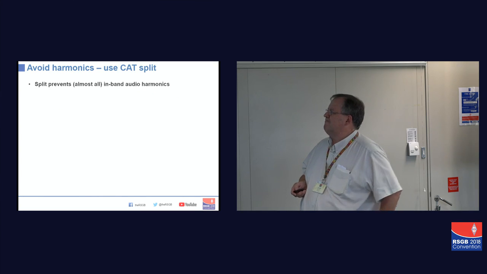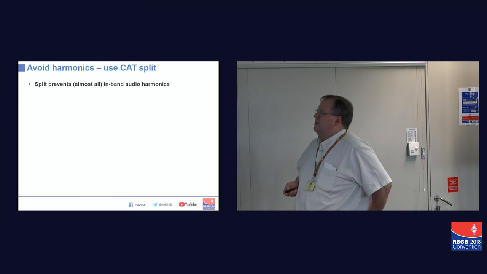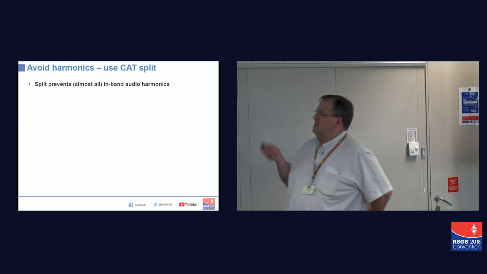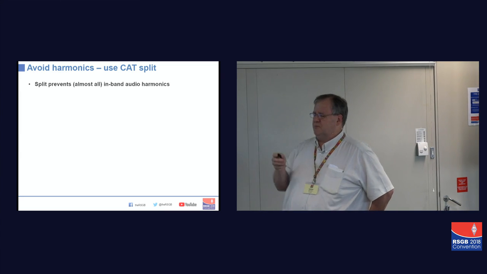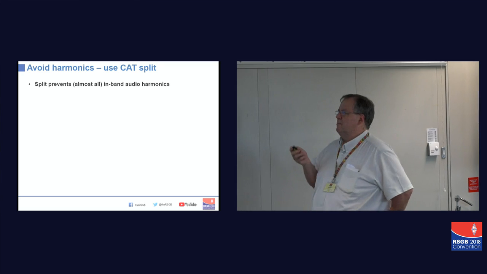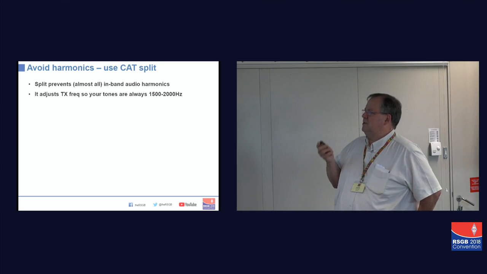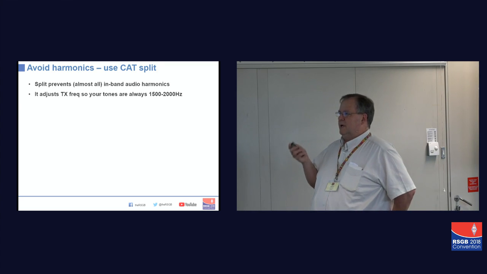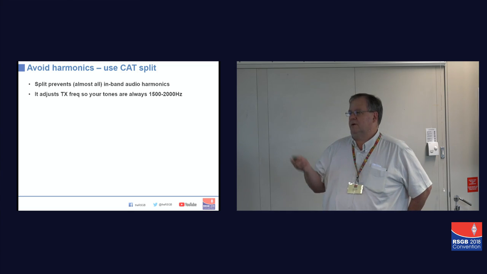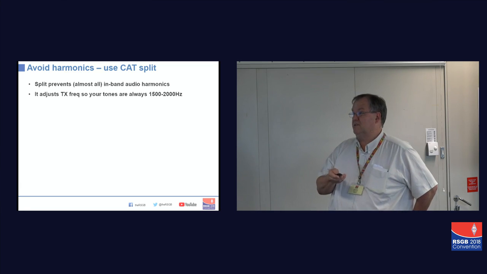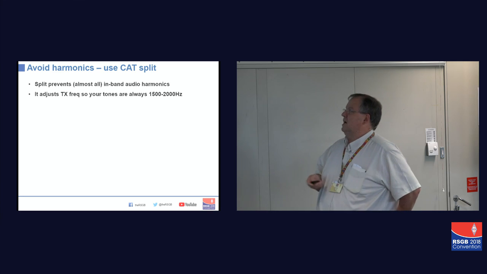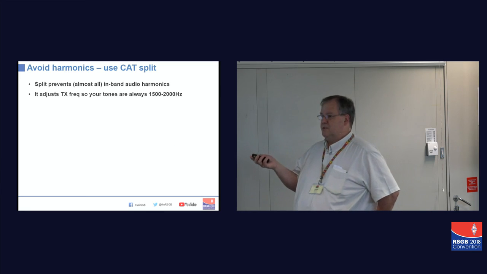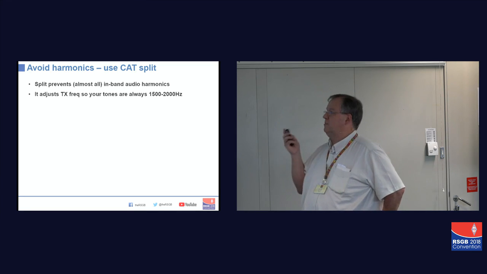So, how do we work with CAT split? Well, the point about CAT split is that it stops most rigs from producing harmonics by adjusting the transmit frequency. So if you're operating on a tone of a couple of hundred hertz, it's not the best place to be operating. The rig likes to have a 1500 to 2000 hertz tone, so that the harmonics are way outside the passband.